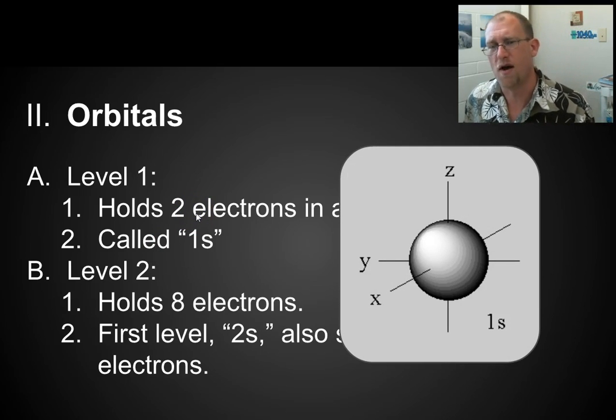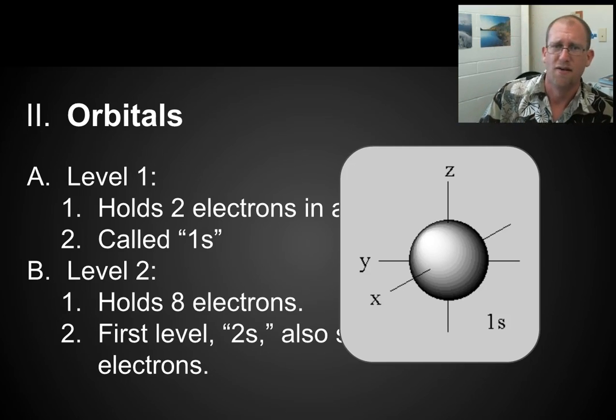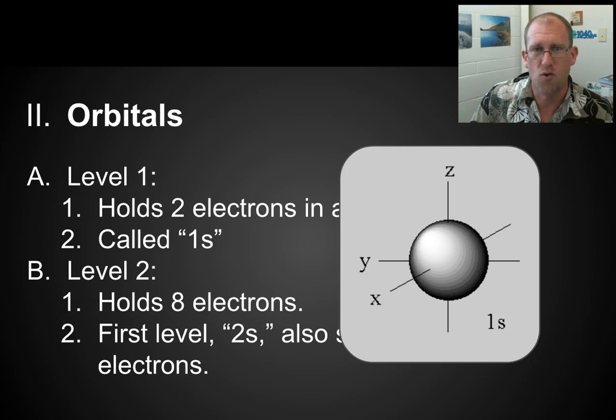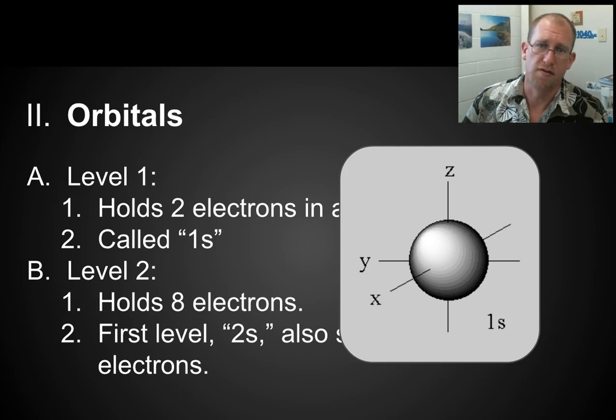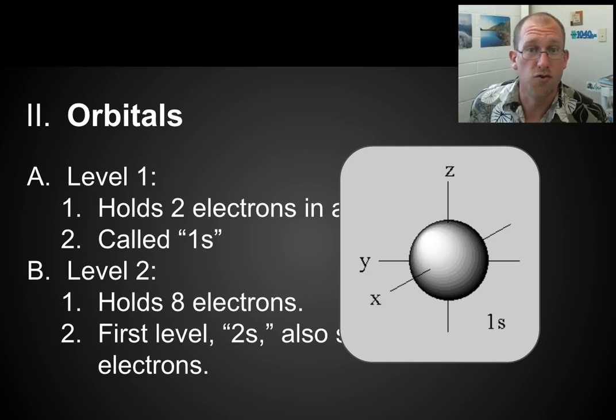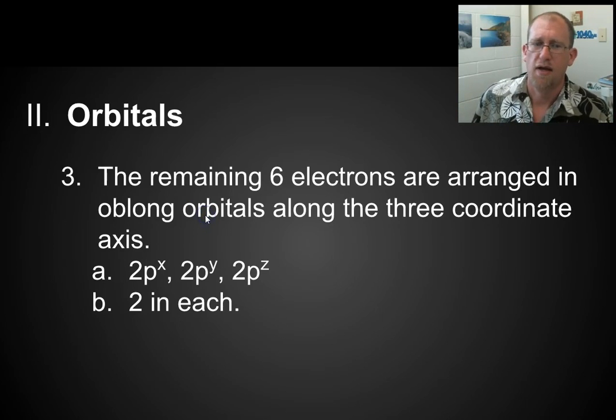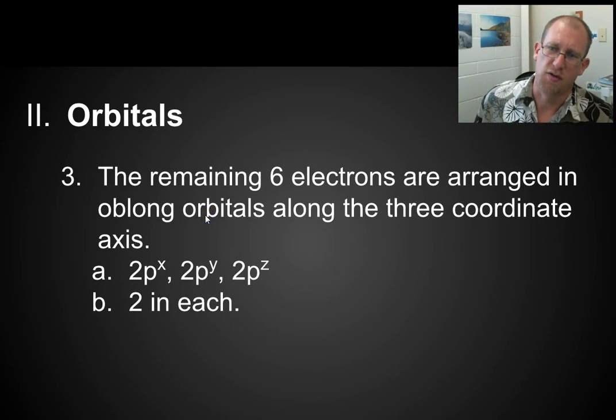So here's 1s, right? It's an average distance from the nucleus. It's a ball-shaped orbit, and somewhere in that ball there are the 2 electrons, and they're orbiting in different directions around the nucleus. Okay. Now, the p electrons.